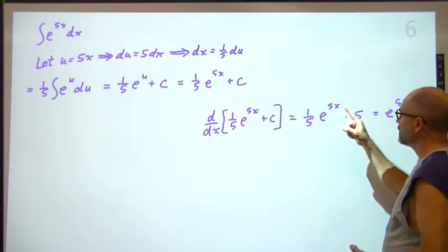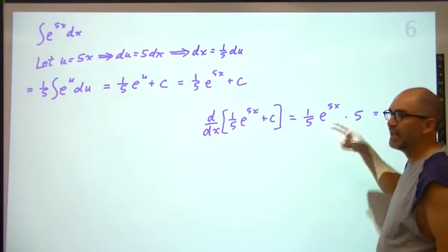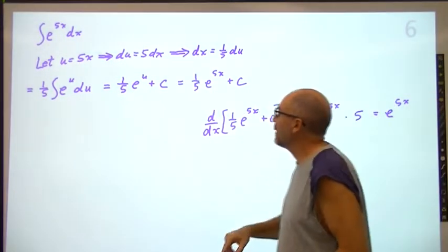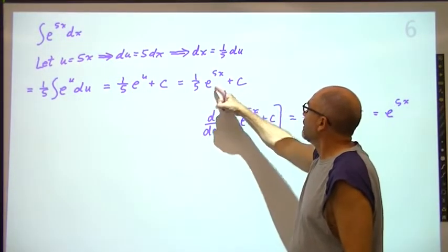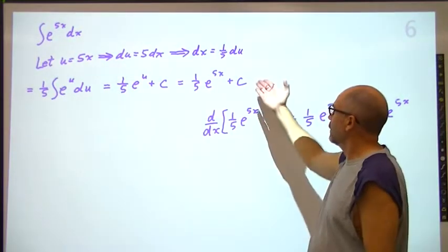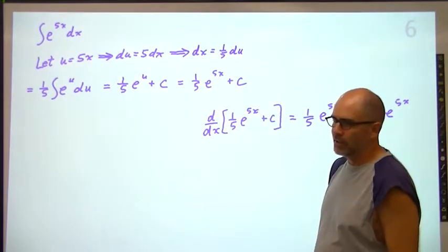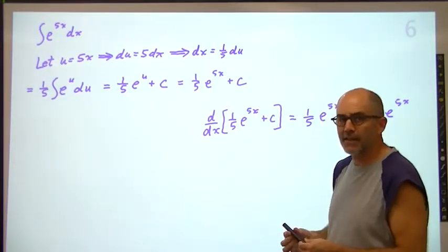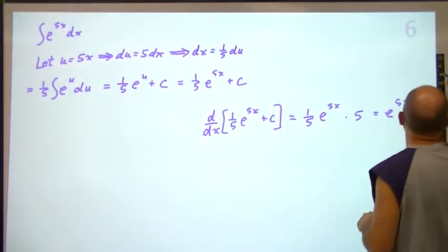Because I know when I take the derivative of e to the 5x, I'm going to get e to the 5x times 5. When I take the integral of e to the 5x, I'm going to end up with e to the 5x times 1/5. And, clearly, we will never forget the plus c. Okay, that's it. Let's cruise onward.